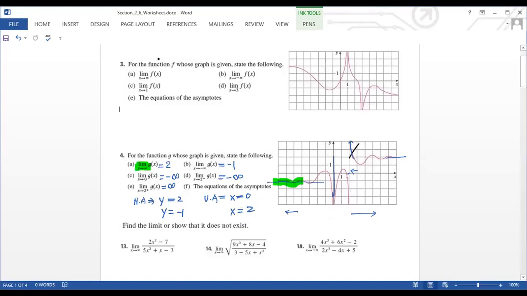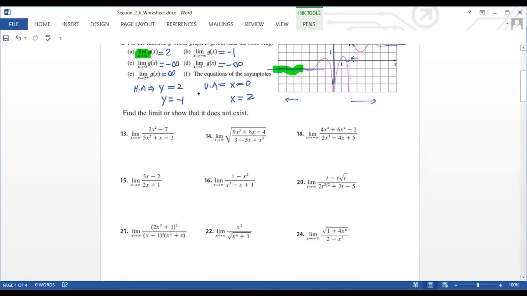Problem number 3 is just similar to this problem: you see what your function goes to when x approaches a value. Now let's find the limit and show where it does not exist. Before we do this, let me do a brief review to refresh your memories.